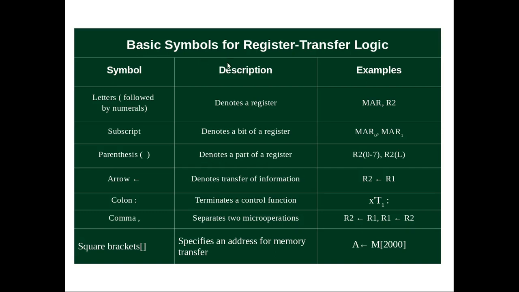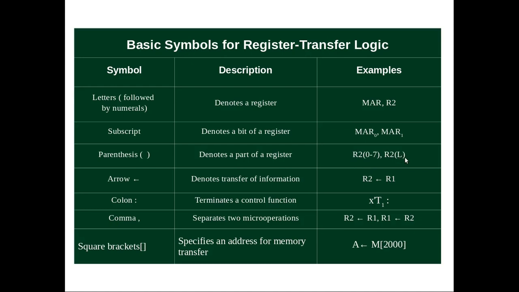Next we can consider the basic symbols for register transfer logic. Letters followed by numerals denote a register, for example MAR, R2. Subscript denotes a bit of a register, for example MAR 0, MAR 1, that indicates the 0th bit in the MAR register and the first bit in the MAR register. Parenthesis denotes a part of a register, a sub register. We can represent a sub register like this: R2(0 to 7) means bits 0 to 7 from R2.